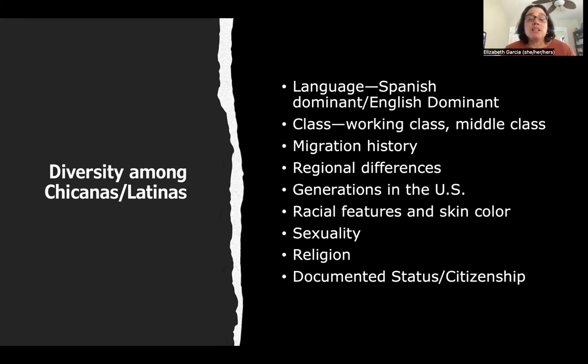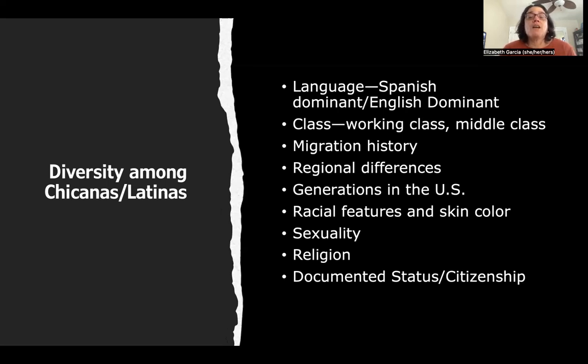There's also differences in terms of sexuality, right? If you are part of the LGBTQ community and you're a Latina or Chicana, that also colors your experience. There's also religious differences, right? We tend to assume that the Mexican American population is mostly Catholic, but in the last few decades, there has been a rise in Pentecostalism in Latin America, and therefore among the Latino population in the United States as well.